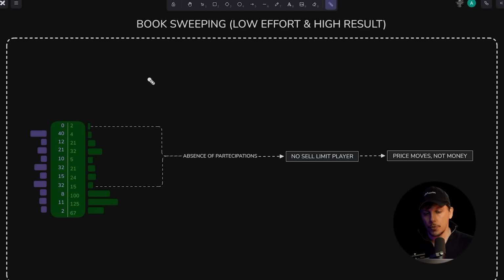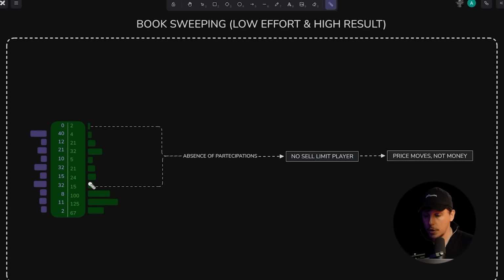Now, let's go through an example of book sweeping. So low effort and high result. In this case, we see a lot of executed orders on the bottom side of the candle, and then we see a candle that closed with an amazing reward. So there is movement of the candle, but there is an absence of participants. So we can see that there are no sell limit players in all this area.